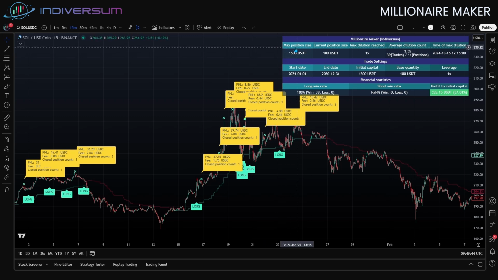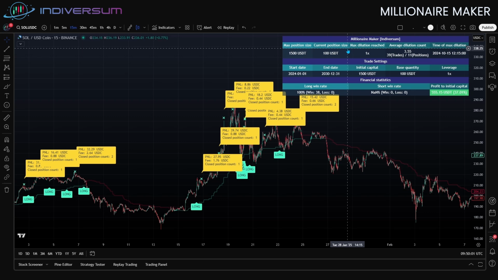Max position size. This tells us the largest position that was open at any given time during the test period. Current position size. Right now, this shows how much capital is currently invested in an open trade. If it's 0, it means there are no active positions.